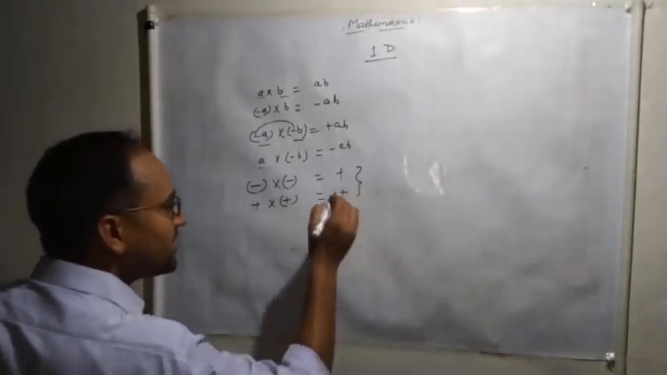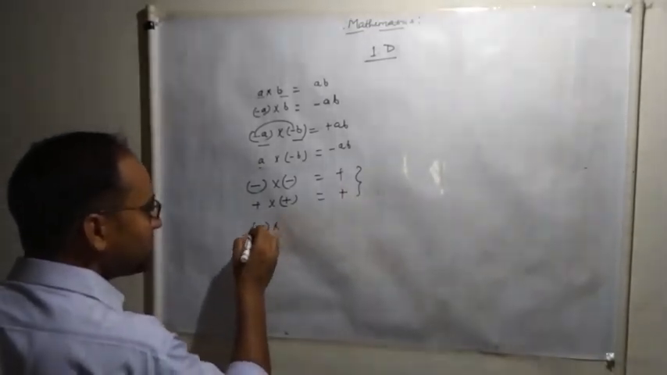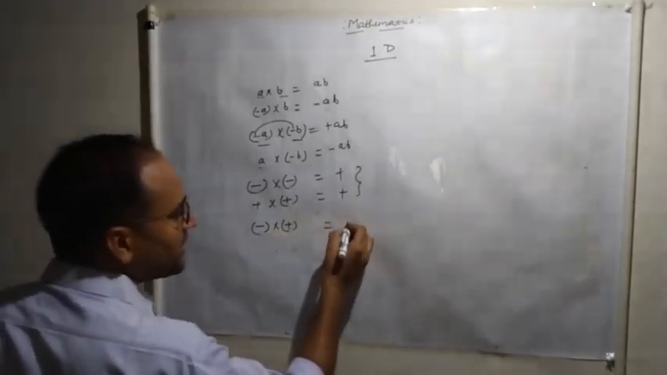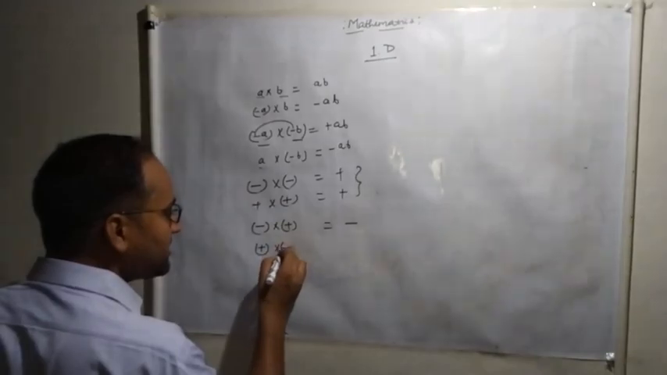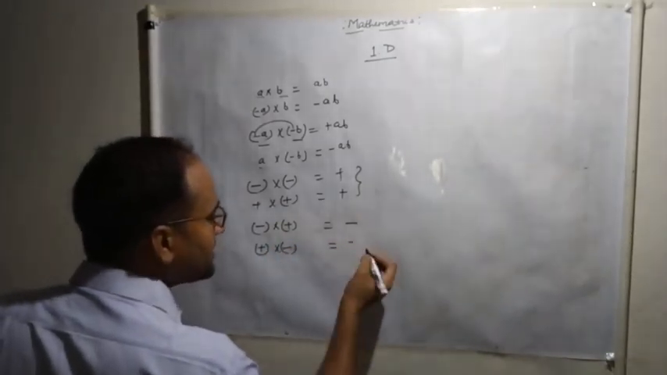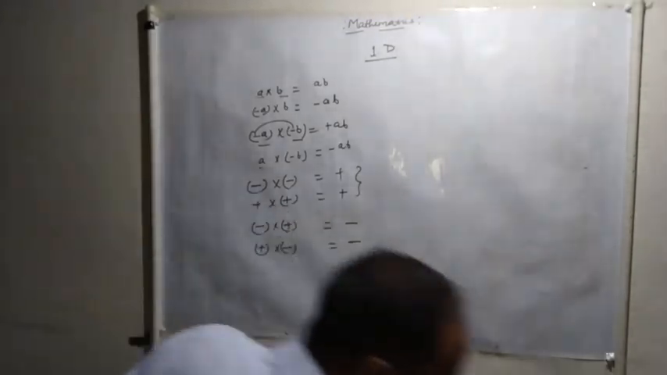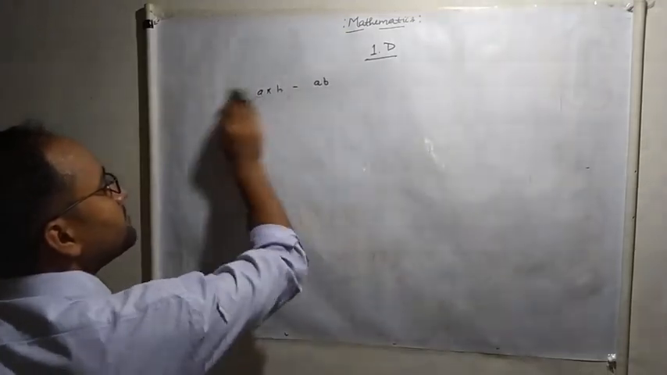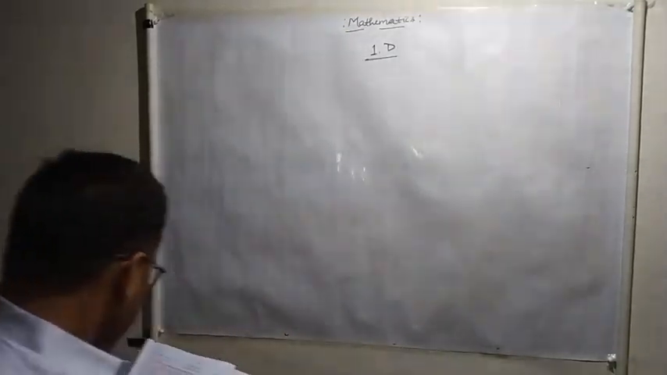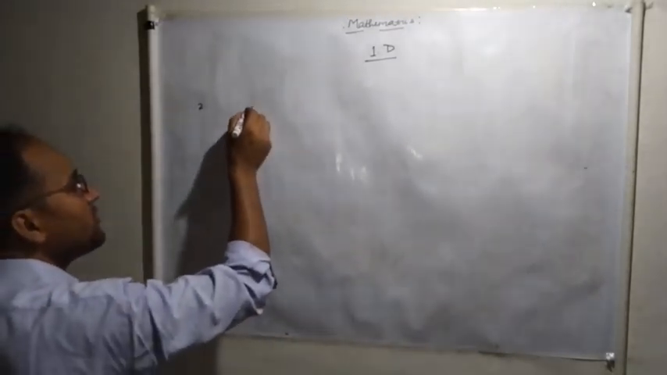In two cases you are getting the plus sign, and in two cases you are getting the negative sign. Minus multiplied into plus, you will get minus, and plus multiplied by minus, in this case also you will get the minus sign. So students, if you remember these things, you will easily do this product. Here, second question, complete the following table. It is also very easy, students.